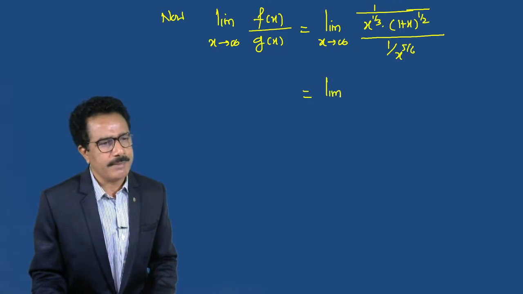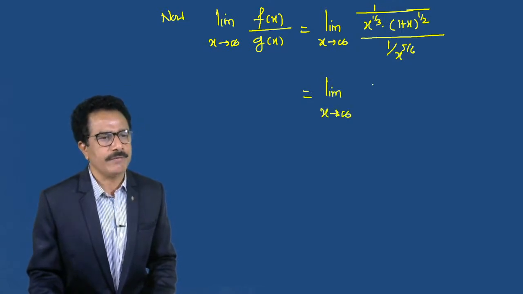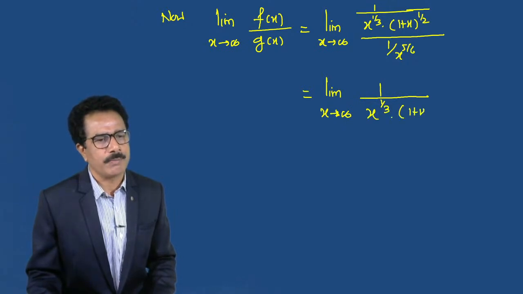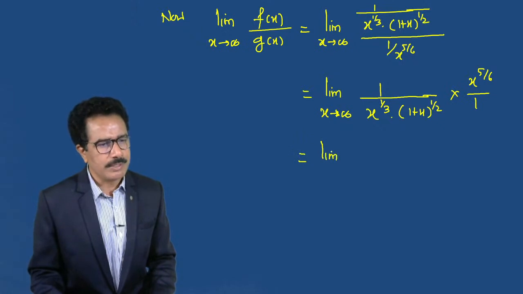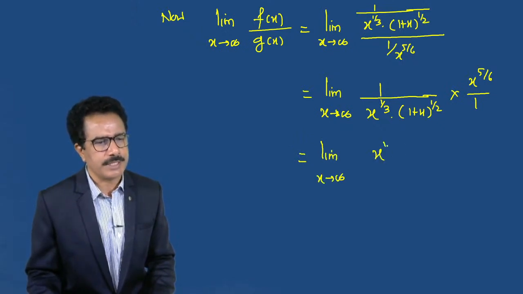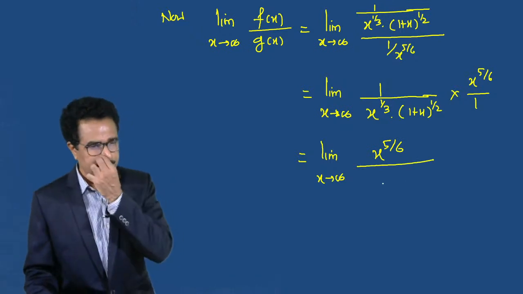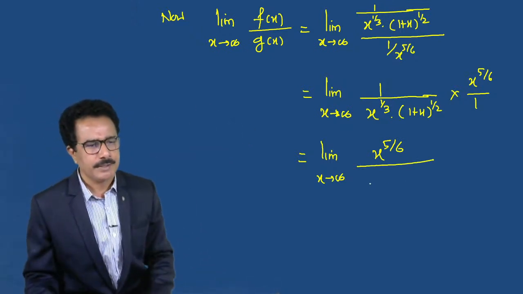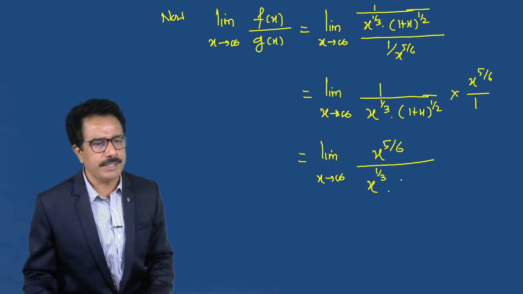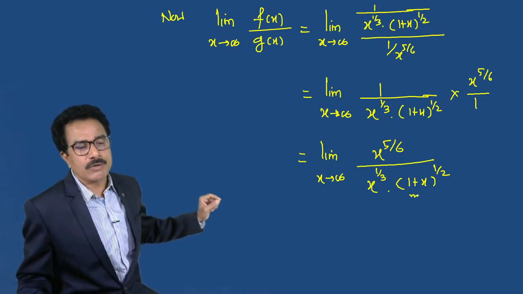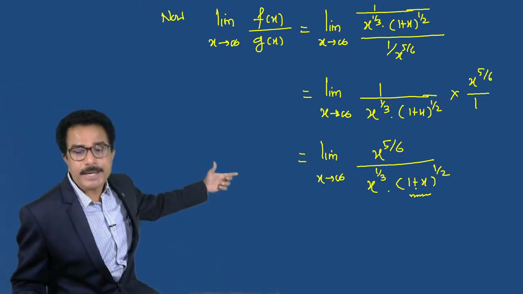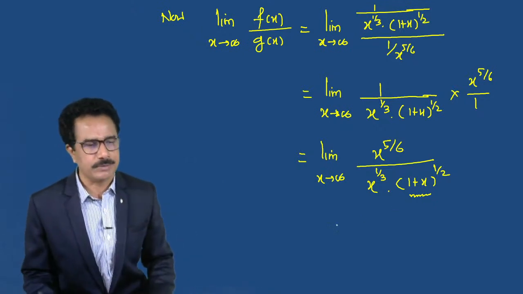So, we can take limit x tends to infinity of 1 upon x raised to 1 by 3 into (1 plus x) raised to 1 by 2, into x raised to 5 by 6, divided by 1. So, limit x tends to infinity of x raised to 5 by 6 divided by x raised to 1 by 3 into (1 plus x) raised to 1 by 2. Now, if we take a common x from the bracket, take common x from the bracket, students.